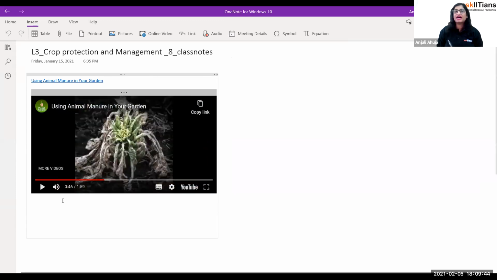So the person is saying that the excreta which is old should be used, not fresh, because fresh is too rich in nutrients for degrading and for giving to the plant.